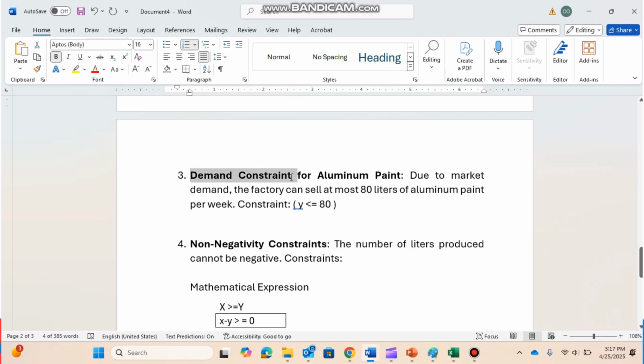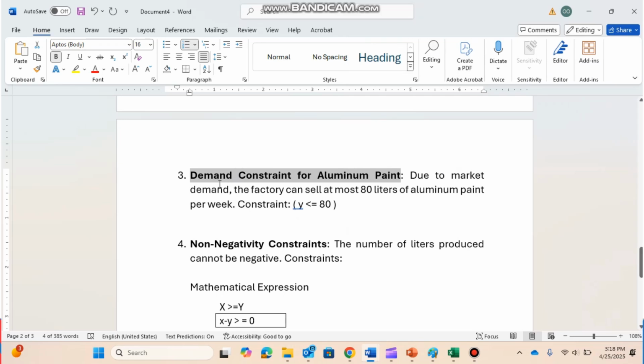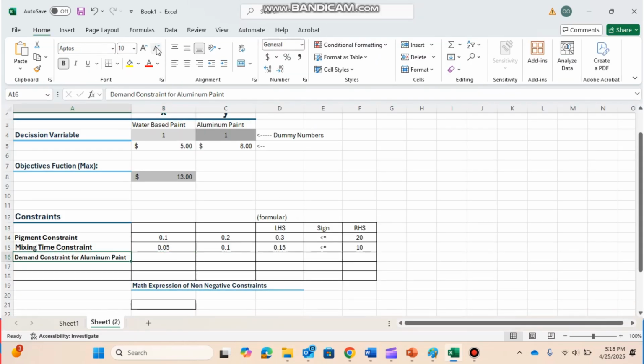We have the demand constraint for aluminum paint. Due to the market demand, the factory can sell at most 80 liters of aluminum paint a week. So this is less than or equal to 80. So we put it in our Excel here. Because it's only talking about aluminum paint, you just ignore the water-based paint. Okay, so less than or equal to 80.